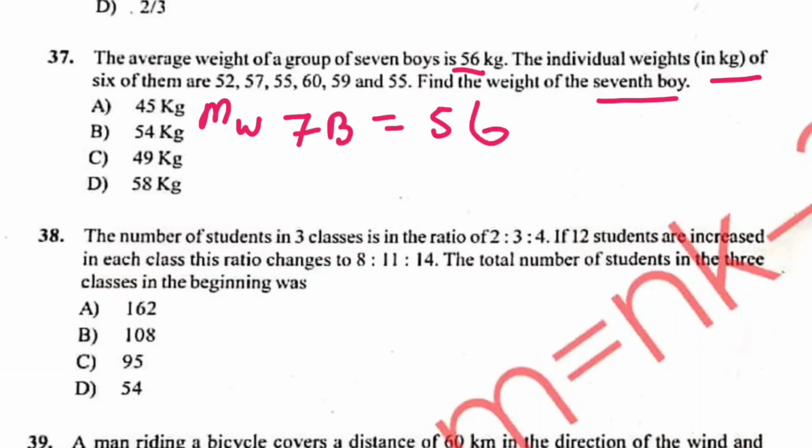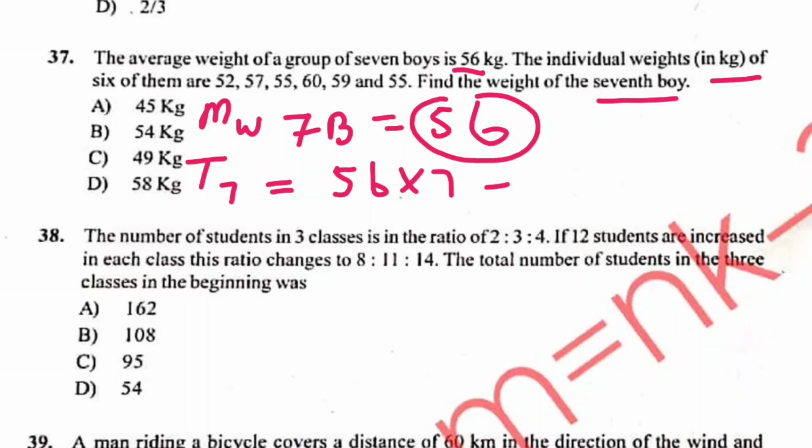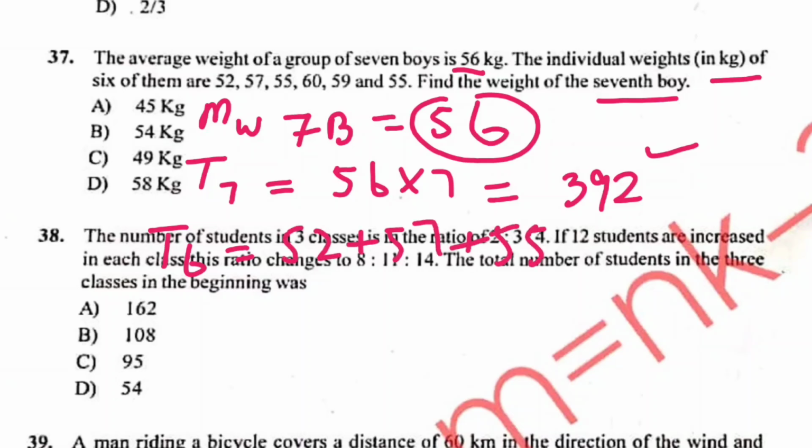Now what will be the total weight of the 7 boys? It will be equal to their mean times the number of boys, that is 56 times 7, which comes out to be 392. What is the total weight of 6 boys? So we need to add them, that is 52 plus 57 plus 55 plus 60 plus 59 plus 55. When we add this, it comes out to be 338.